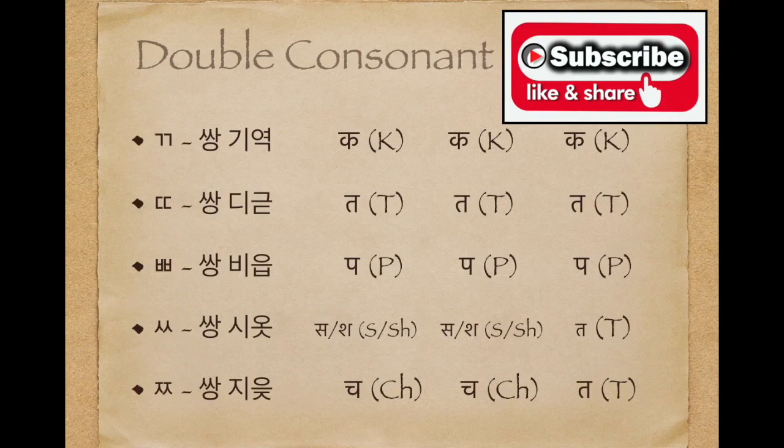Let's come to the last consonant. When it appears in the beginning of a word, it is pronounced as ch. The same with the middle, it is pronounced as ch. And when it appears as a past chain, it is pronounced as t. Okay, I hope you all have a better understanding now of the Korean alphabet, Korean consonants.